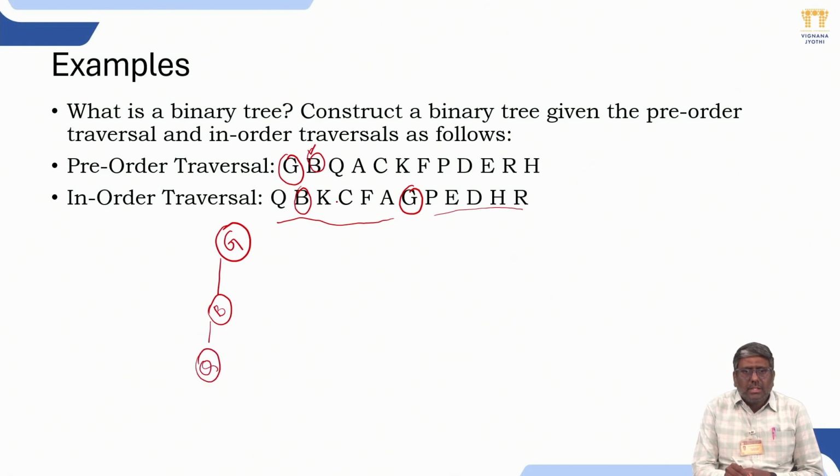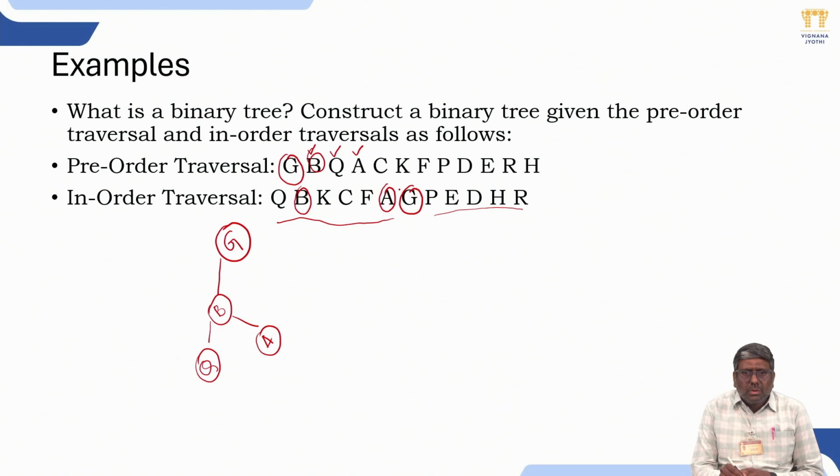Again here this K, C, F, A are the right children of here this B. Now Q is also completed. Now among these K, C, F and A, the immediate right child of B is A, because here A is there. So here the right child of B is A. Again locate A in in-order traversal.